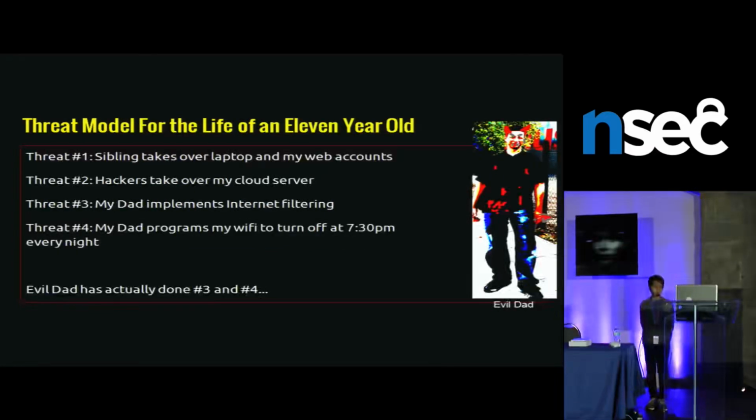So I started by making a threat model. The first threat is that your sibling takes over your laptop and web accounts. The second, that hackers take over your cloud server. The third, that your dad implements internet filtering. And the fourth, that your dad programs your Wi-Fi to turn off at 7:30 p.m. each night. My dad has actually done 3 and 4. My sister keeps trying number 1. And of course, the hackers of the world want nothing more than my cloud server.